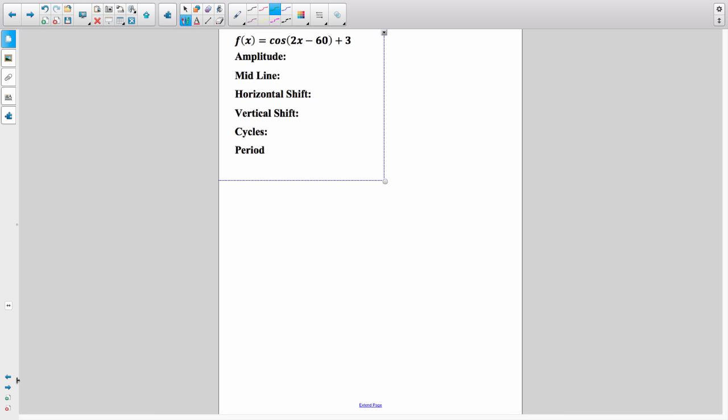The next one, amplitude is 1, midline is 3, vertical shift is up 3. How many cycles? 2. What's my period? 2 pi over 2, which is just pi. Very cool. Now, horizontal, you know, the left and right business. Okay, this is in degrees because there's no such thing as 60 radians, right? I mean, there is, but let's be honest.